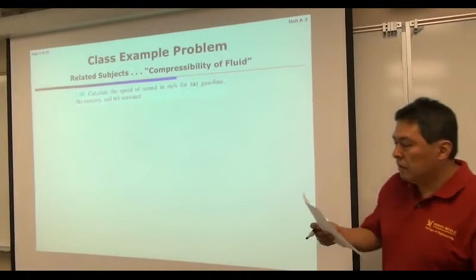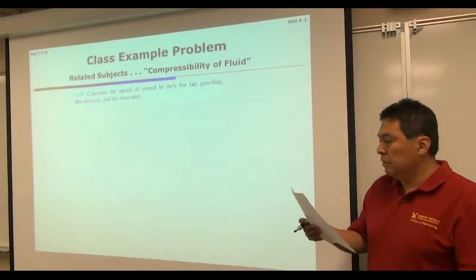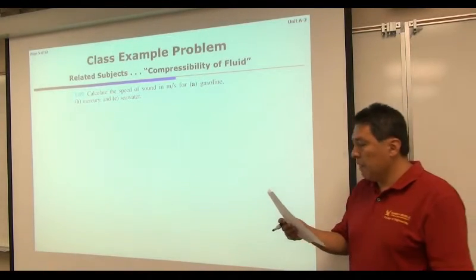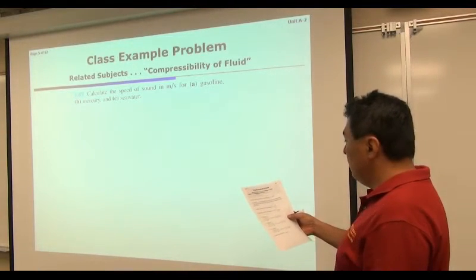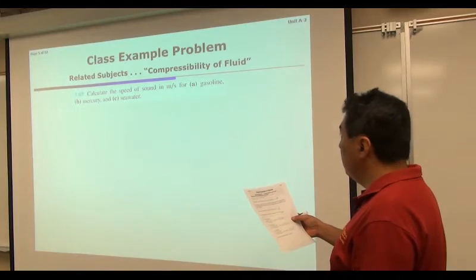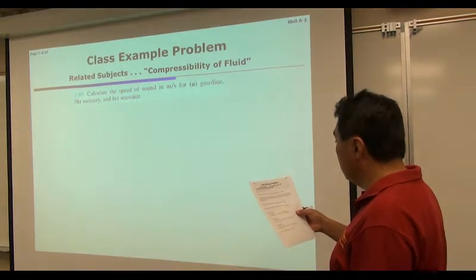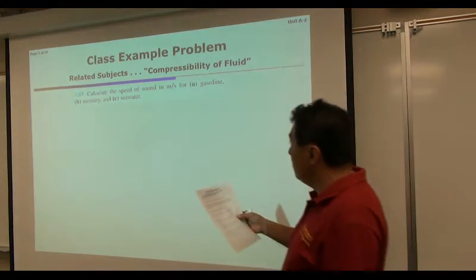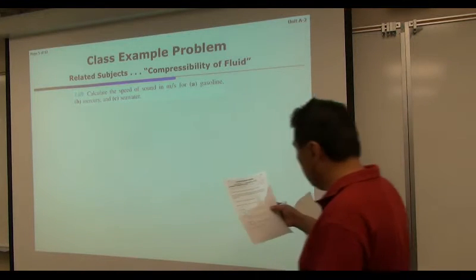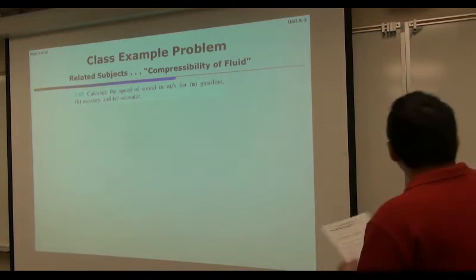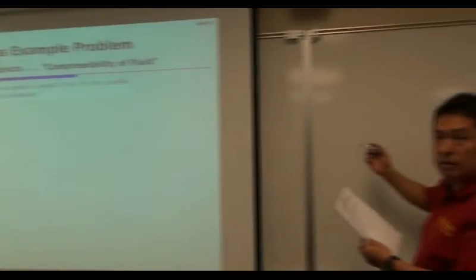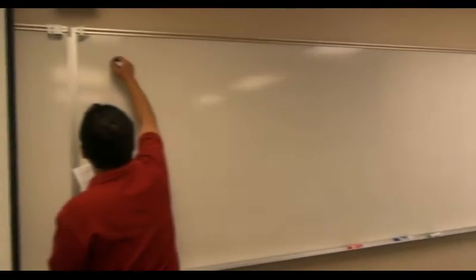Okay, let's take a look at cross-example problem, Unit A2, page 5. Calculate the speed of sound in meters per second for A, gasoline, B, mercury, and C, water. Let's take a look. Okay, speed of sound we covered.